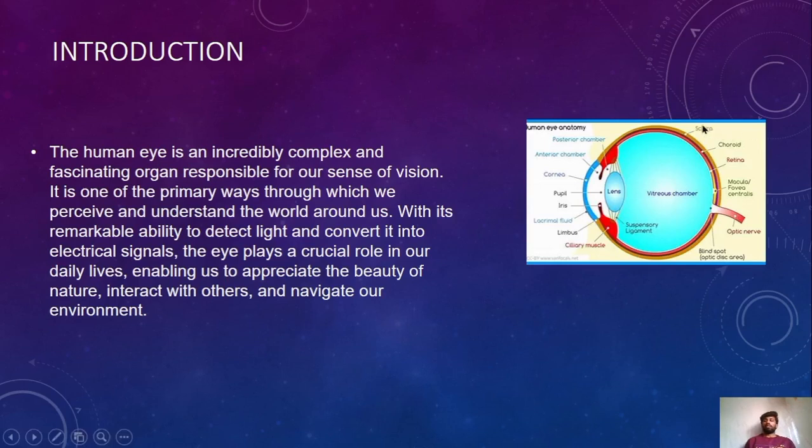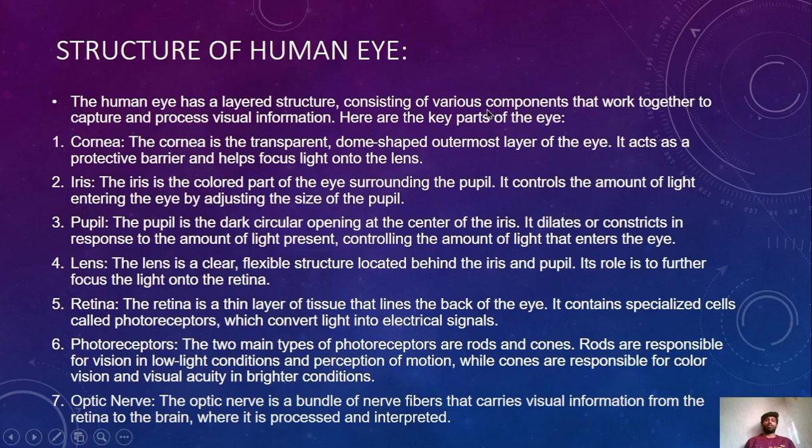So, this is the diagram about human eye anatomy. Here is the lens, pupil, cornea, and the retina. So, let us discuss about these human eye parts. The structure of human eye.